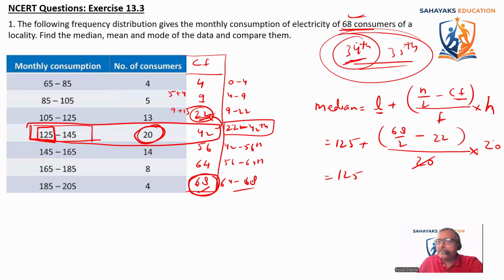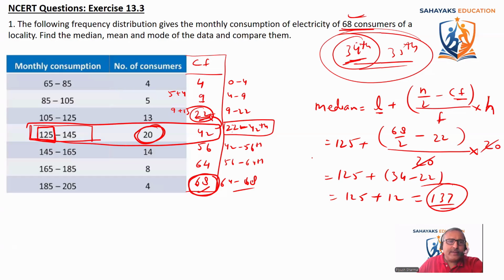So it becomes 125. This 20 will cancel out with 20. This becomes plus 34 minus 22. So it becomes 125 plus 12. It comes out to be 137. So 137 comes out to be the median of the monthly consumption of electricity. 137 is the median of the consumption.